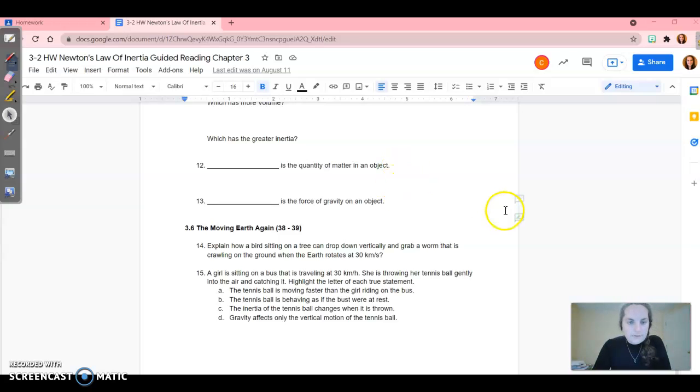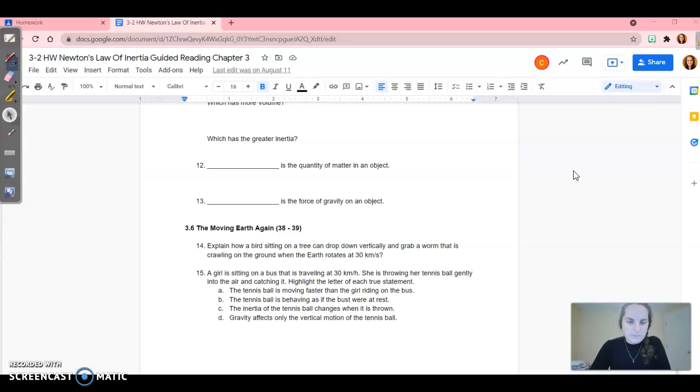All right, number 15, a girl is sitting on a bus that is traveling at 30 kilometers per hour. She's throwing her tennis ball gently into the air and catching it. Highlight the letter of each statement that is true. A, the tennis ball is moving faster than the girl riding on the bus. Nope, they're in the same system, so they're all affected by the motion of the bus. It's not A.